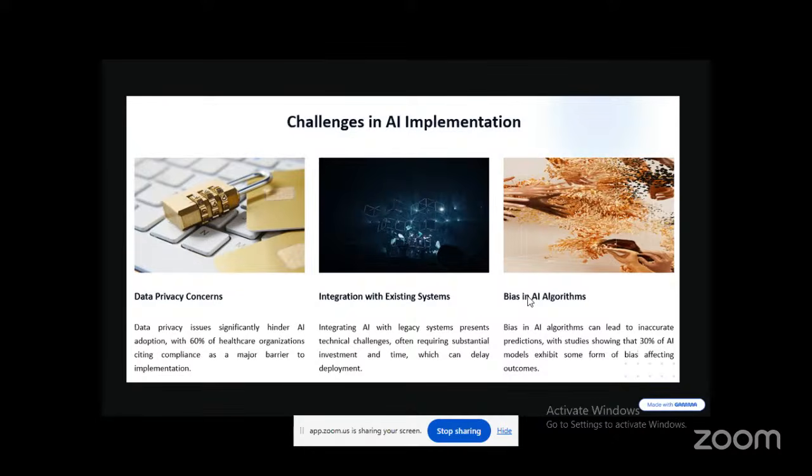And coming to bias in AI algorithms, as we have discussed earlier, we should not delay or depend on the AI algorithm alone, which may lead to inaccurate prediction. So a known person with the AI gives you a better result when compared with a directly unknown person with AI.